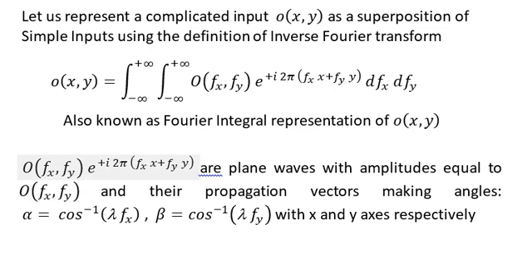So this is a plane wave, and these are the magnitudes or the weighting factors, and their propagation vectors make an angle alpha. We have also calculated previously that cos alpha is equal to lambda into fx, and here we have alpha equal to cos inverse of lambda fx and beta equal to cos inverse of lambda fy. So with each fx and fy you get different values of alpha and beta that give you the direction of propagation of the wave.